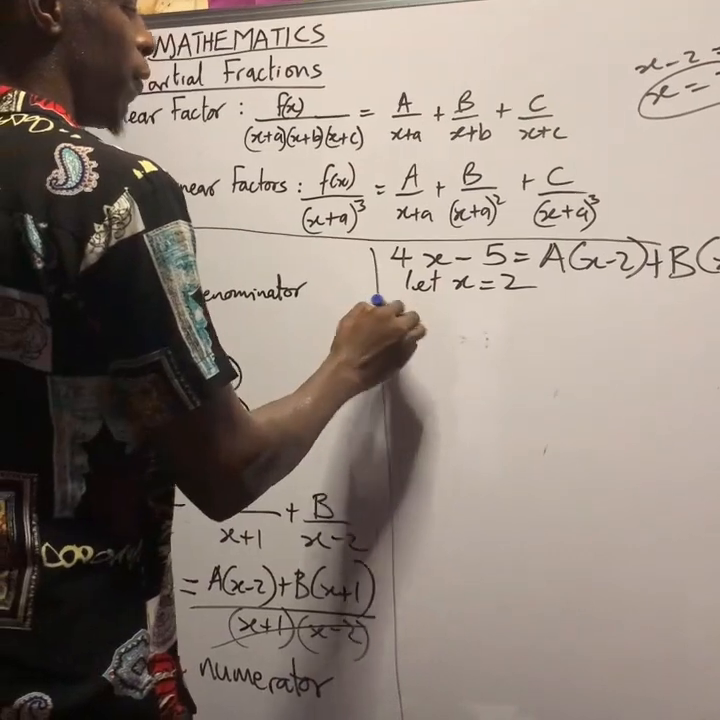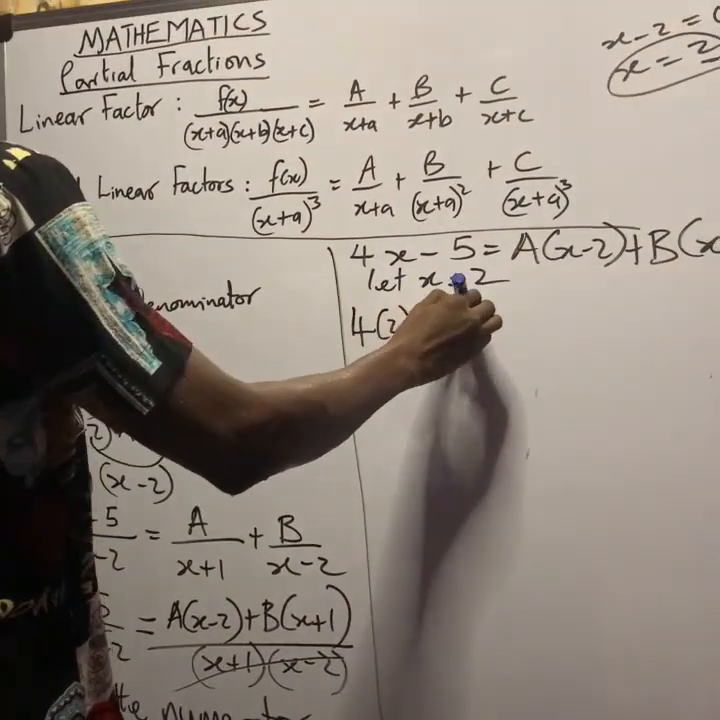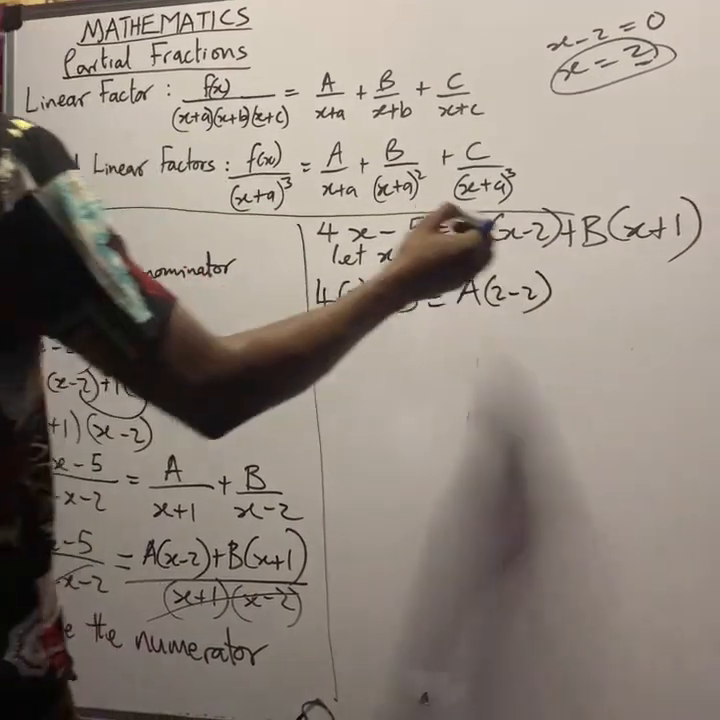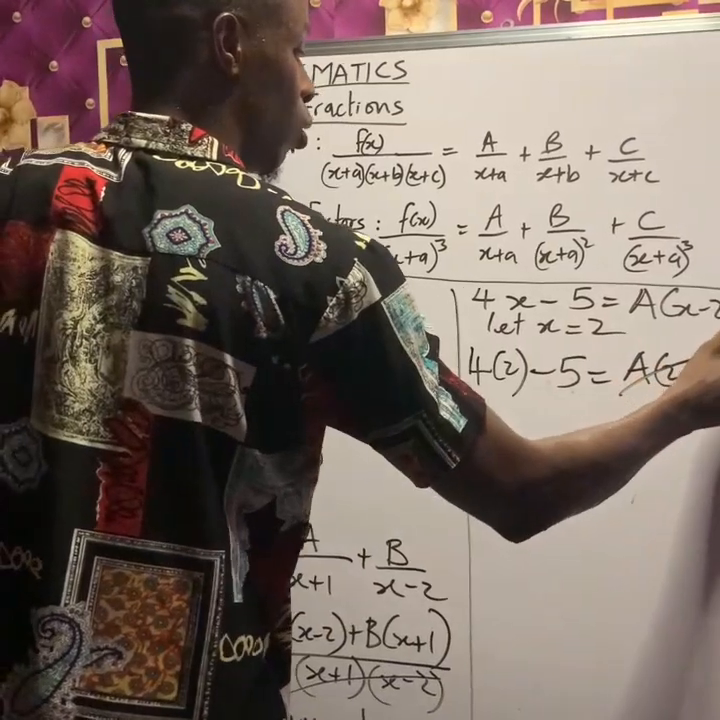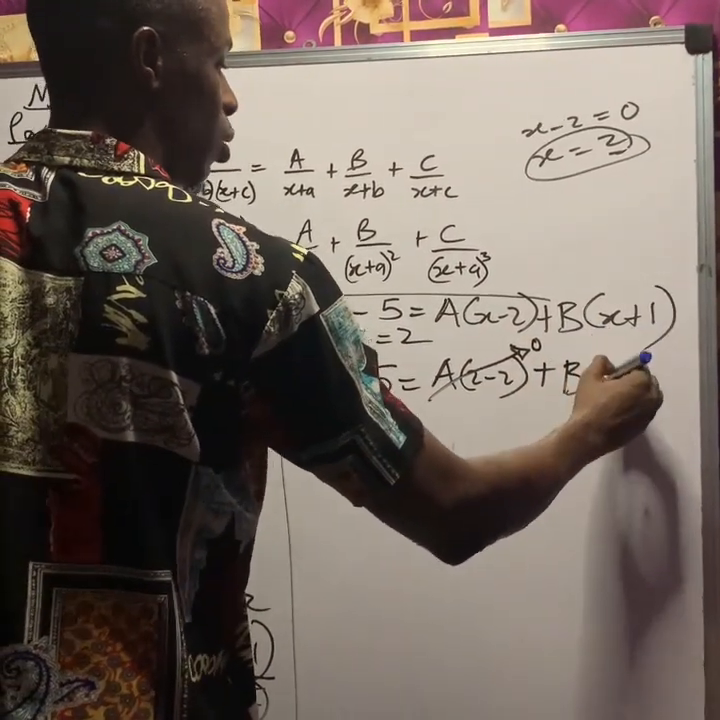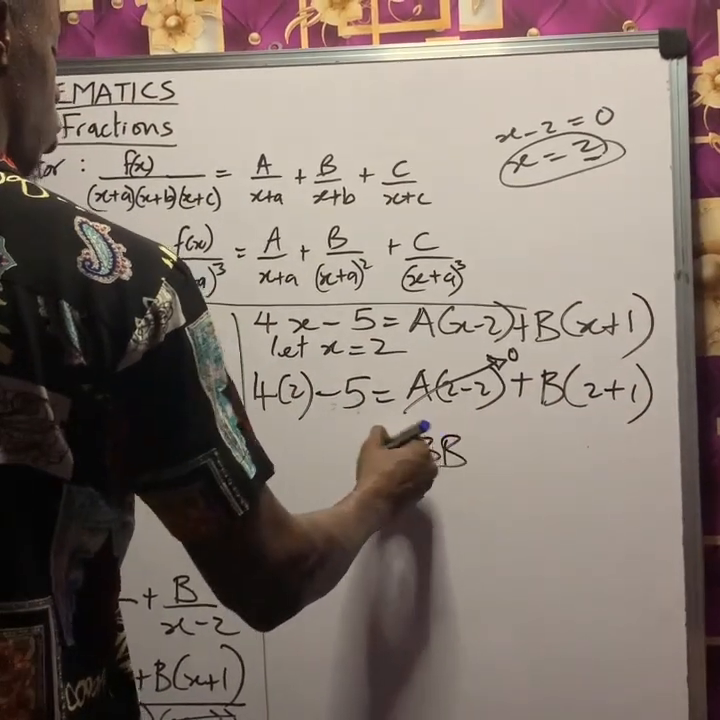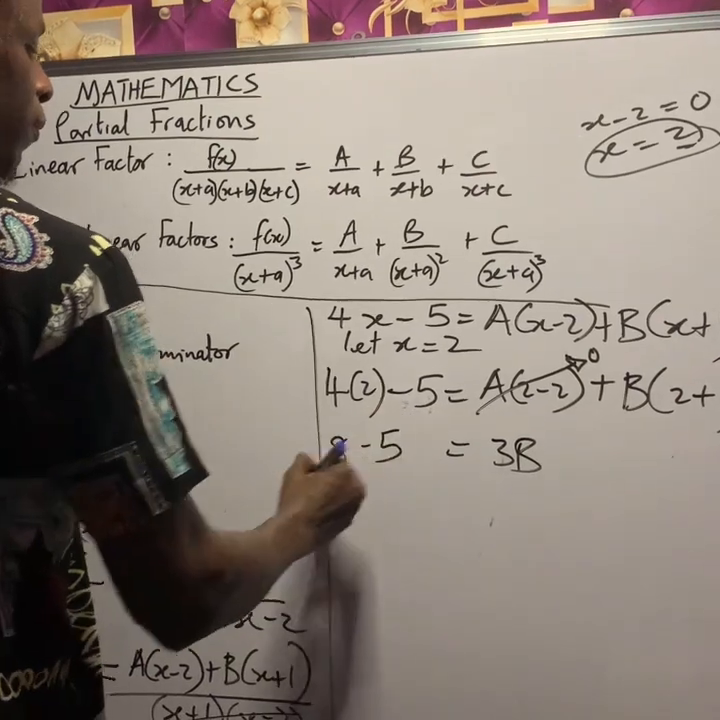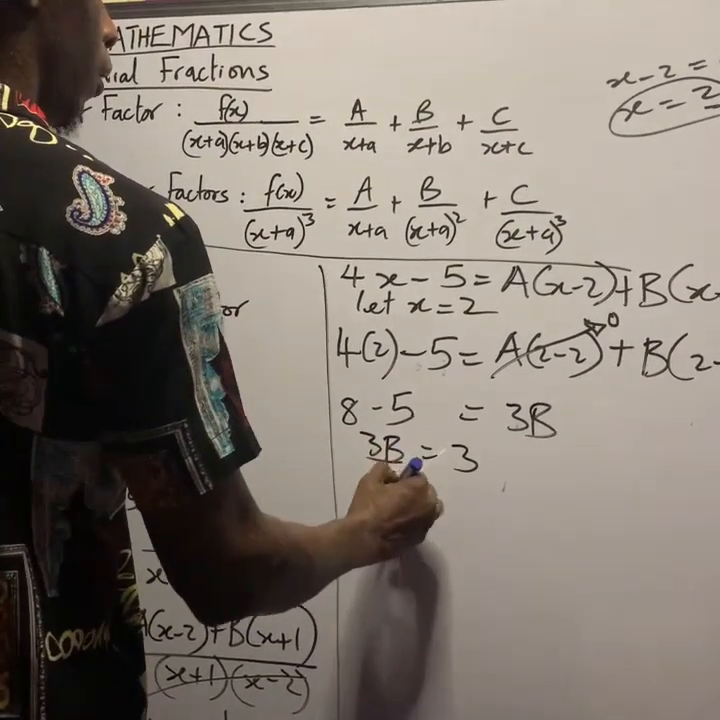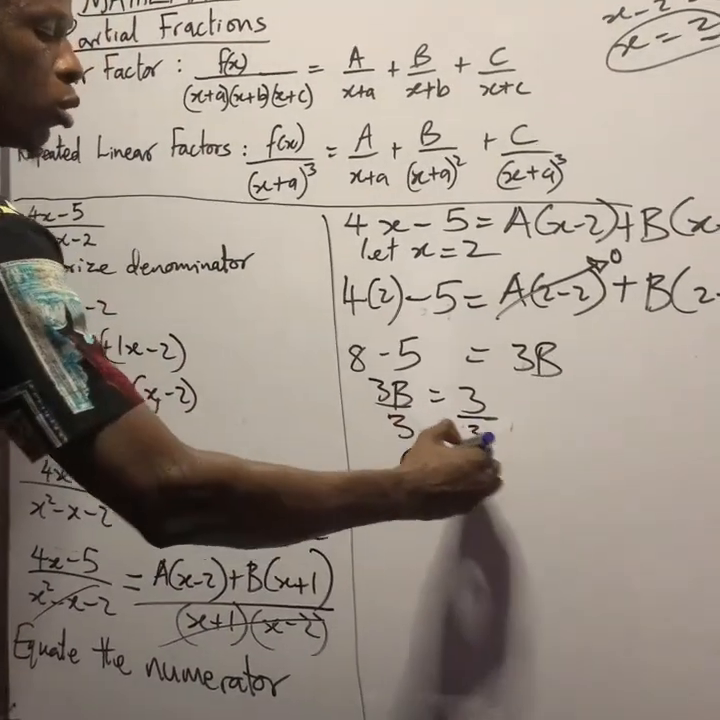So if x equals 2, we have 4 open bracket 2 minus 5 equals a open bracket 2 minus 2. You see 2 minus 2 will give you 0, so the whole of this part is gone to 0. Plus b open bracket 2 plus 1. 2 plus 1 is what? 3. So you have 3b equals 8 minus 5, and 3b equals 3. Therefore, b will be equal to what?